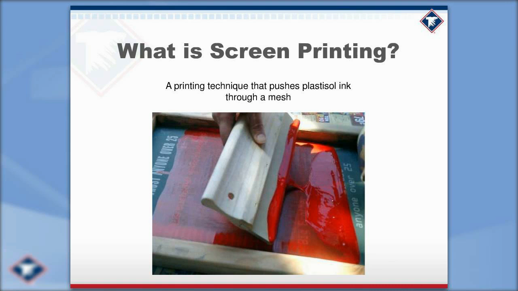The screen is treated with a chemical called emulsion. Emulsion is a light-sensitive chemical that when exposed to light, it hardens. So the trick is to prepare your screen with emulsion and make it so that some areas of the screen don't actually harden and some do, so that when you push the ink through the screen, the ink goes where you want it to go.